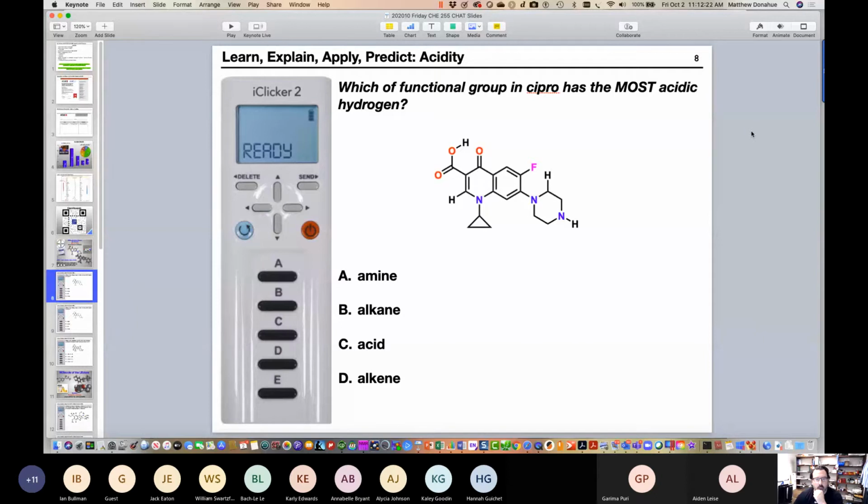So let's consider this question: which functional group in ciprofloxacin has the most acidic hydrogen? So here are your choices. The functional groups, which one has the most acidic hydrogen?